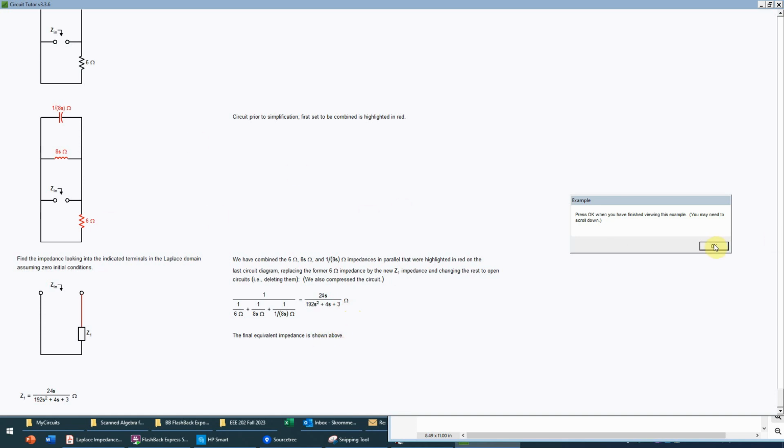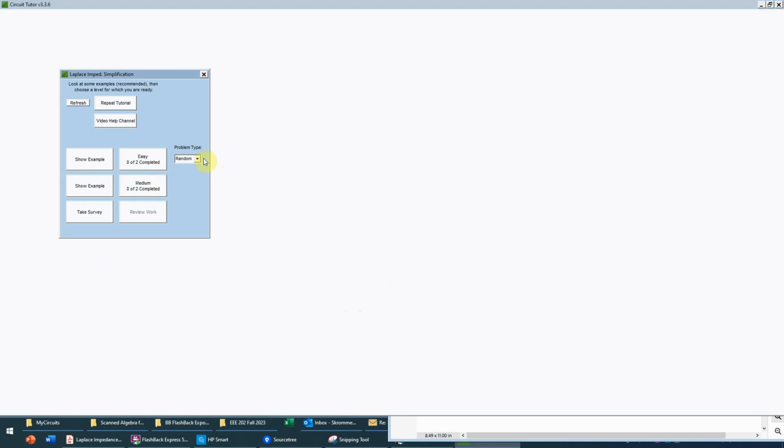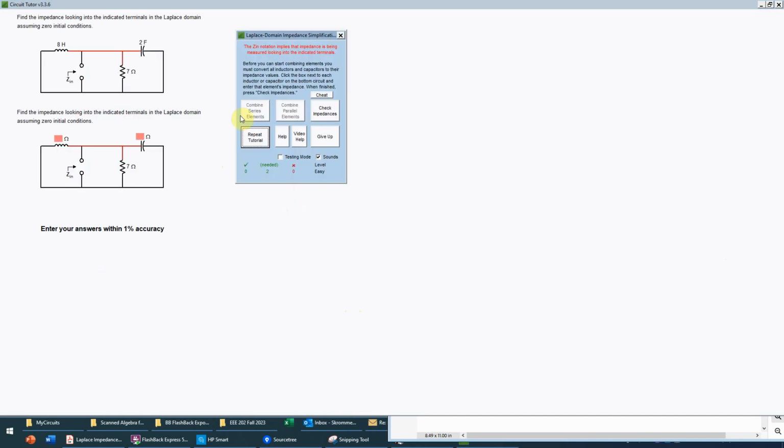Okay, so now let's go ahead and work an actual problem. And we'll do this at level 1, or the easy level. So our first task, as in the example, is to convert our impedances. And we notice that first of all, these are all in parallel again because they're all connected to the same 2 nodes, colored black and red respectively. So we have an 8 Henry inductor, 7 ohm resistor, and 2 farad capacitor.